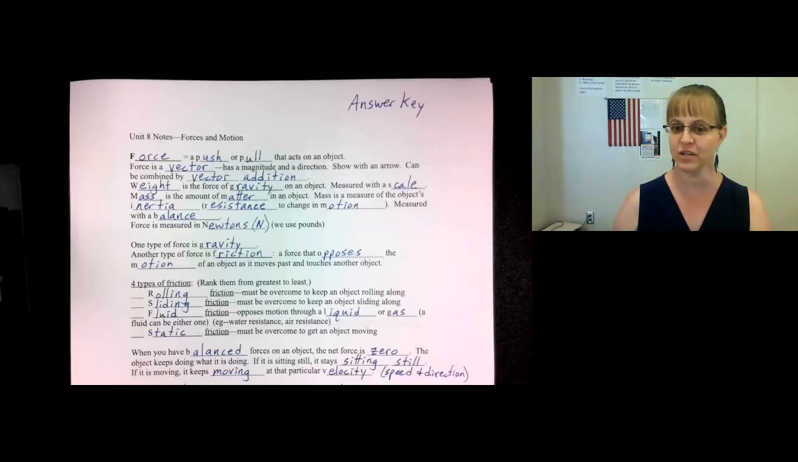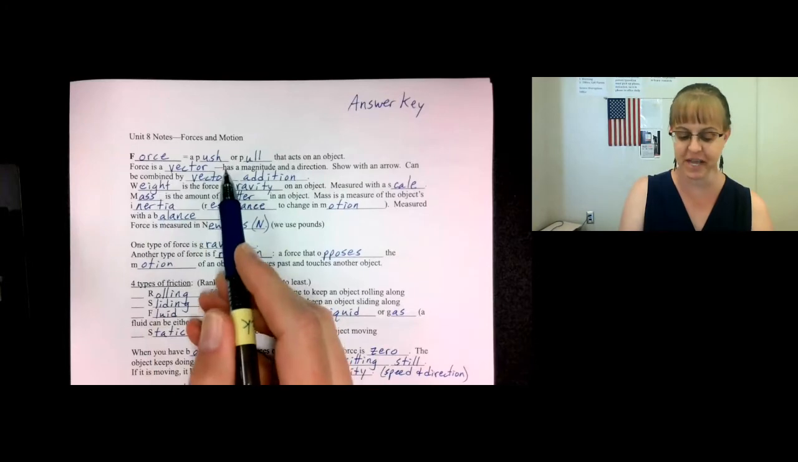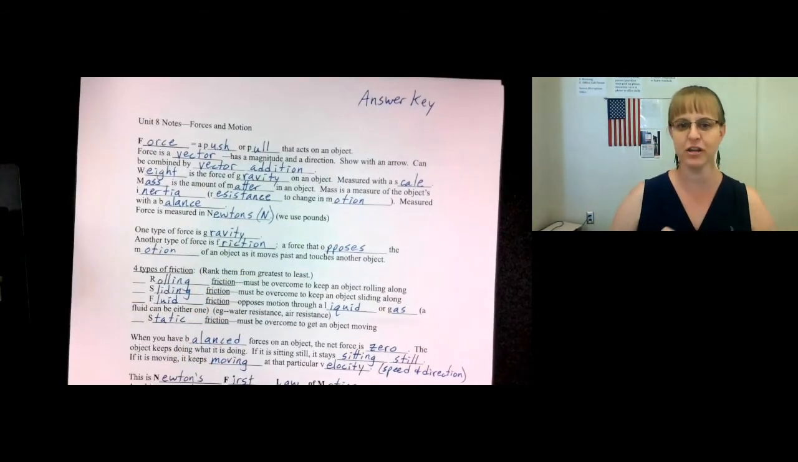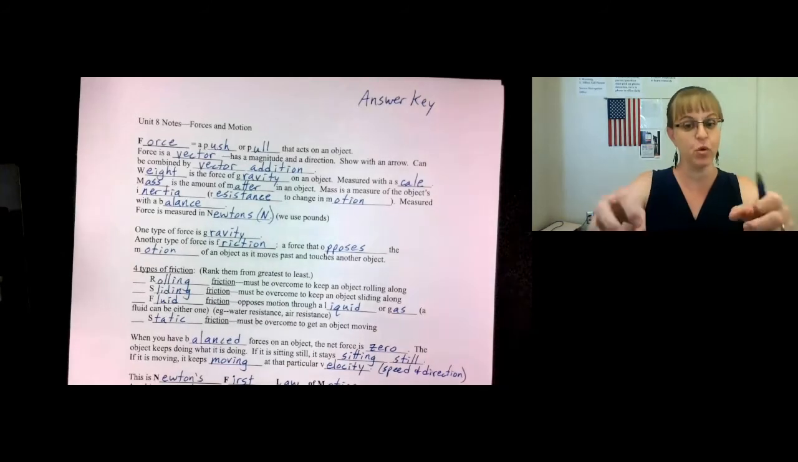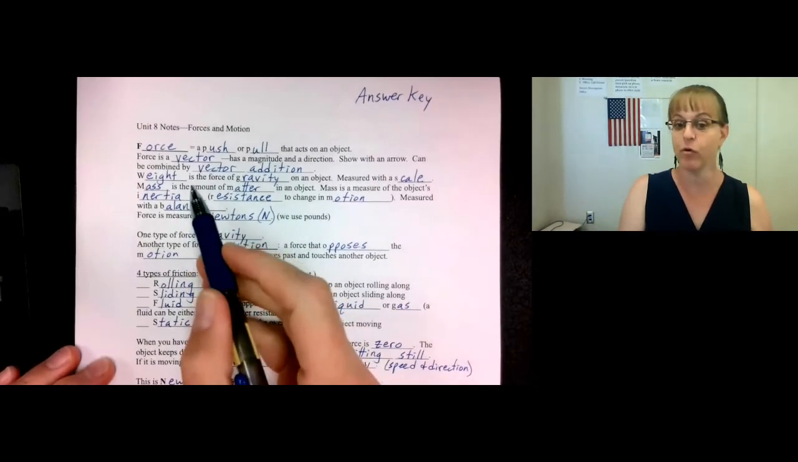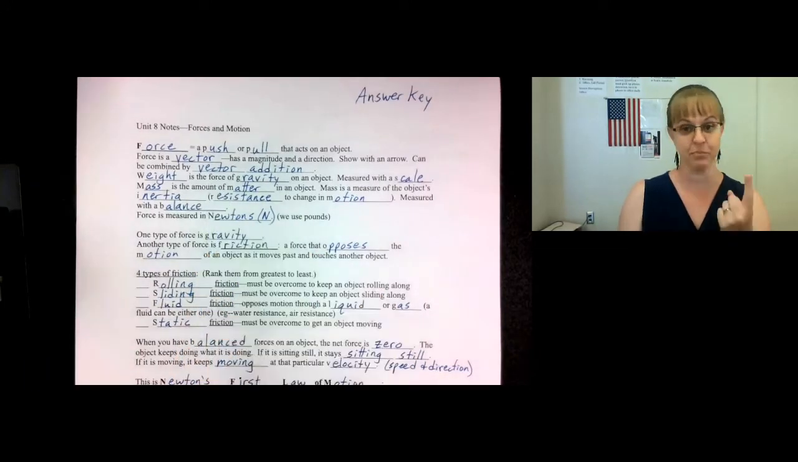Today we're beginning our unit on forces in motion. First of all, a force is a push or a pull that acts on an object. It doesn't matter if you push a chair across the room or if you pull it across the room, it's still the same force. Force is a vector. It has both a magnitude and a direction.